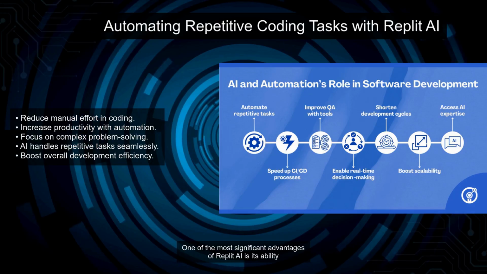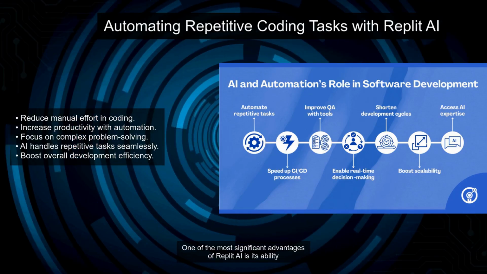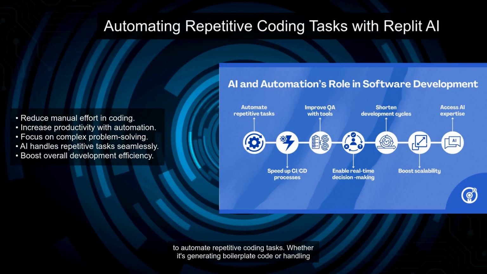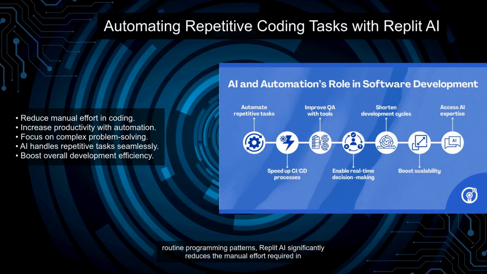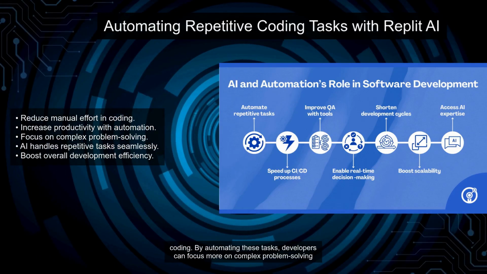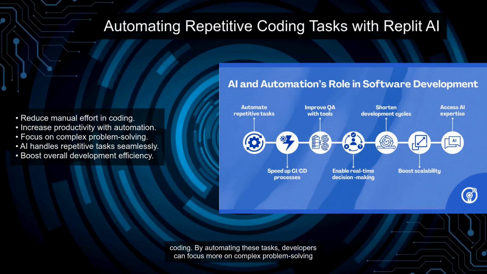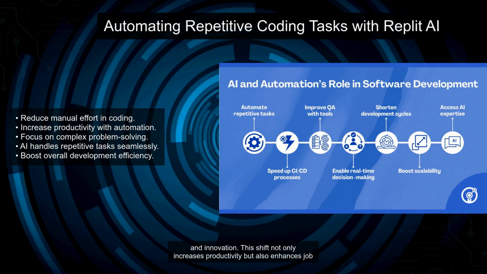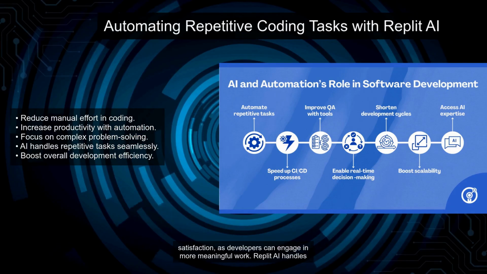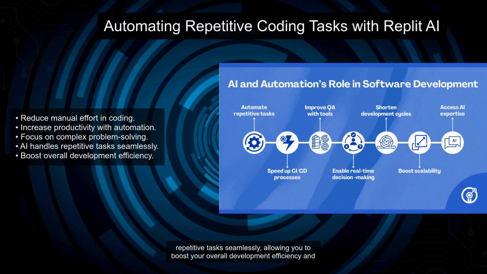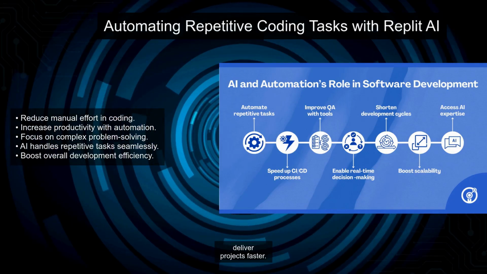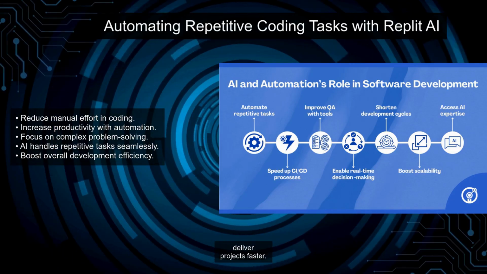for developers. One of the most significant advantages of Replit AI is its ability to automate repetitive coding tasks. Whether it's generating boilerplate code or handling routine programming patterns, Replit AI significantly reduces the manual effort required in coding. By automating these tasks, developers can focus more on complex problem solving and innovation. This shift not only increases productivity but also enhances job satisfaction, as developers can engage in more meaningful work. Replit AI handles repetitive tasks seamlessly, allowing you to boost your overall development efficiency and deliver projects faster.